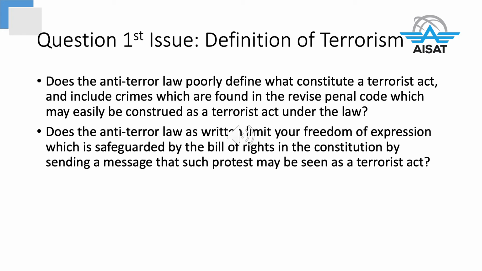So we now have our first set of questions. The first question is, does the anti-terror law poorly define what constitutes a terrorist act and include crimes which are found in the Revised Penal Code which may easily be construed as a terrorist act under the law? Remember we discussed murder and homicide, and said that it could be a crime under the Revised Penal Code, and at the same time it could be a terrorist act under this law. So the difference here is the penalty. The penalty under the Anti-Terrorism Act is much higher than that in the Revised Penal Code.